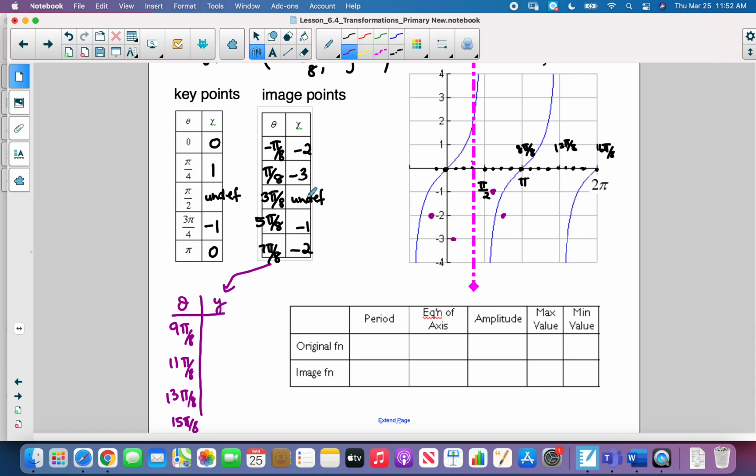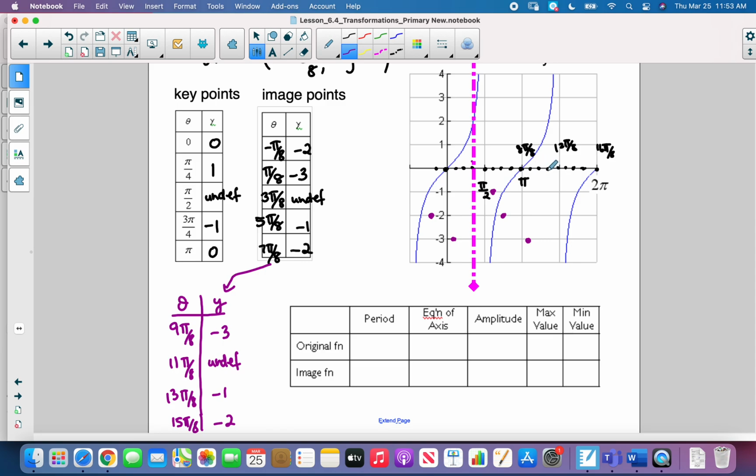2, negative 3, undefined, negative 1, negative 2. This is going to be negative 3. And then undefined, where the asymptote happens, the negative 1 and negative 2. So the points are going to be pretty much repeating like that. So the next point is 9 pi over 8. So that's 8 pi over 8. 9 pi over 8 is negative 3. So it's going to be down here.